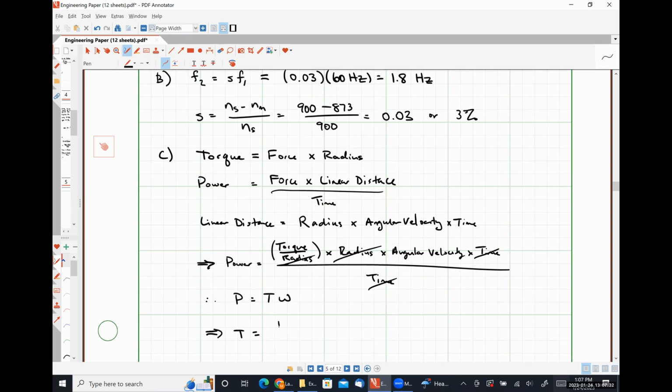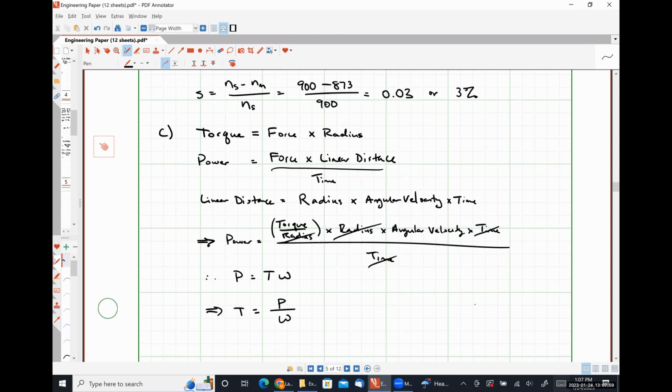So torque is just power divided by angular velocity. We're going to wind up using this a lot because we put in some amount of electrical power, and we calculate all of our losses. What is the torque produced by our motor? Because that's an important figure of merit for induction motors. We'll get to that in a little bit, okay?